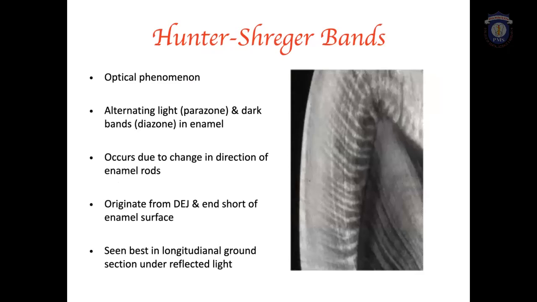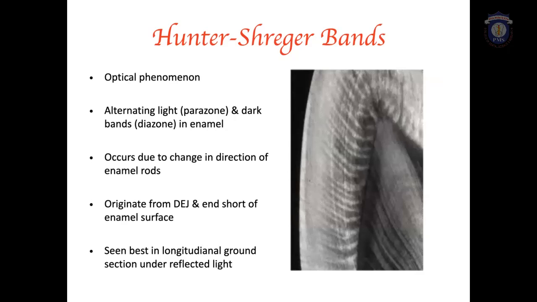And this is another microscopic structure, especially when you see it in reflected light. These are called the Hunter-Schreger bands. Now, the Hunter-Schreger band again is an optical phenomenon, exclusively seen under reflected light. As you see in the picture, you can see dark and light alternating lines. The light lines are called parazones and the dark lines are called diazones in the enamel. This is an optical phenomenon.